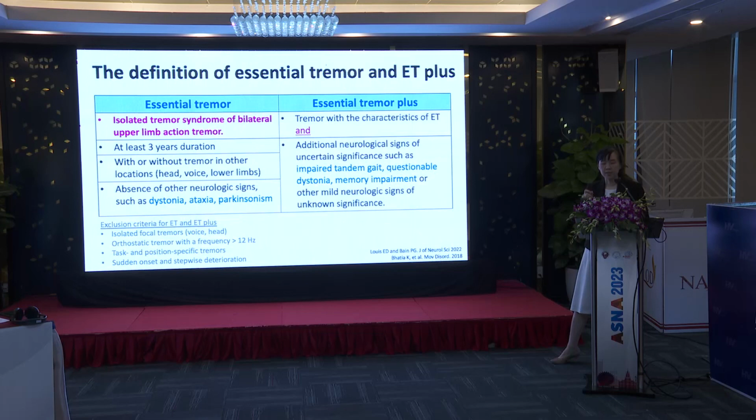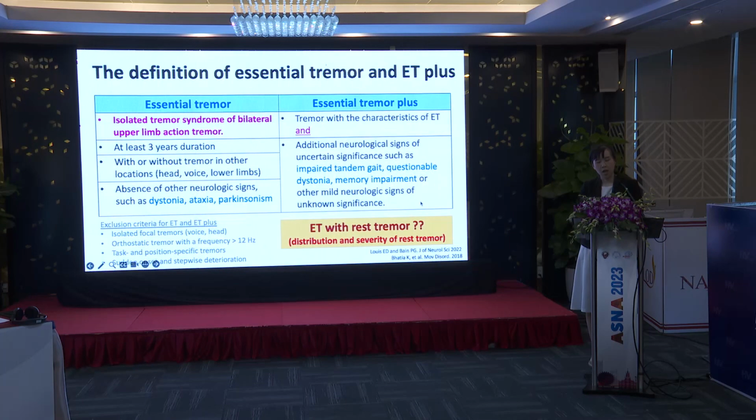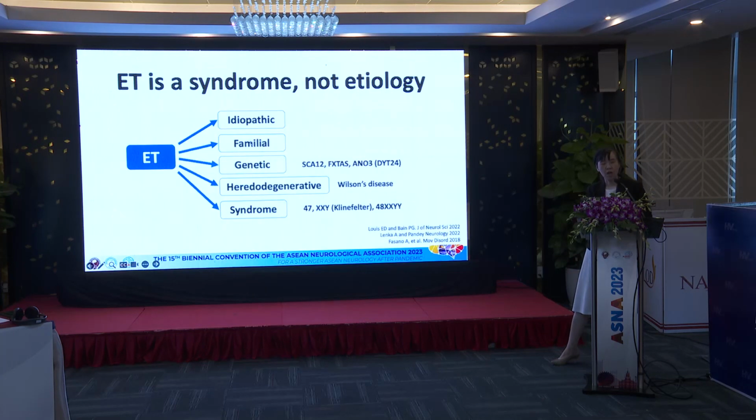Essential tremor plus looks like essential tremor, but these patients can have additional neurological signs of uncertain significance, such as impaired tandem walk, questionable dystonia, and memory impairment. And essential tremor with rest tremor can be categorized into this one, ET plus. And I have to let you know that isolated focal tremor, such as isolated head or voice tremor, is not in the category of ET anymore.